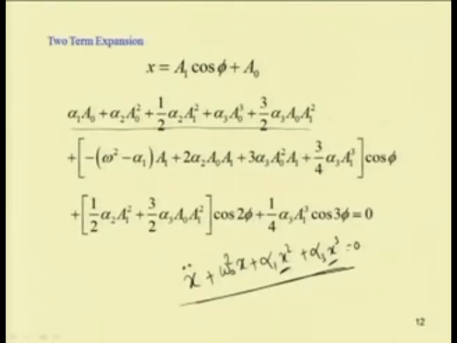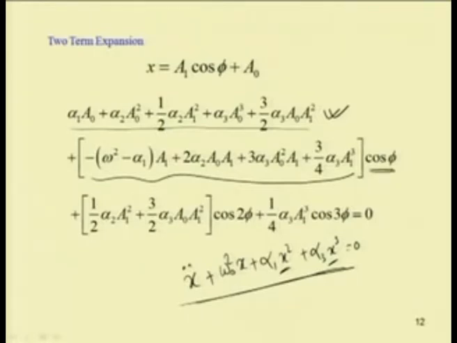This is the constant part. In addition to that, we have the coefficient of cos phi. This part becomes minus omega square plus alpha 1, where alpha 1 is omega 0 square, into a 1, plus 2 alpha 2 a 0 a 1 plus 3 alpha 3 a 0 square a 1 plus 3 by 4 alpha 3 a 1 cube. So, this is the coefficient of cos phi.